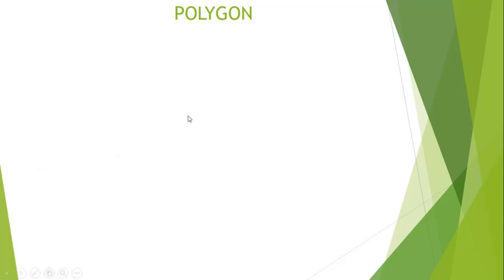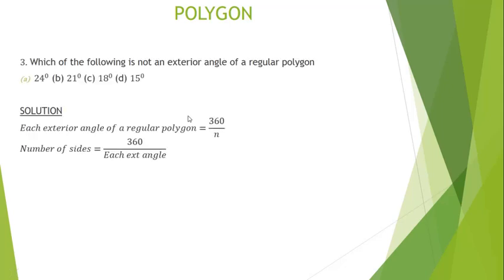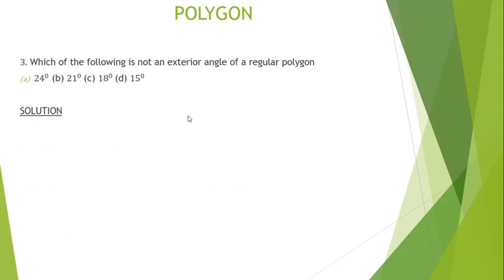Now the next question. Which of the following is not an exterior angle of a regular polygon? I said something earlier. If you are dealing with the exterior angle of a regular polygon, all you need to do is divide 360 by the number of sides, which will give you the size of each of the exterior angles. Now in this case, we want to find out which of these angles cannot be an exterior angle. So all you need to do is use each of them to divide 360.